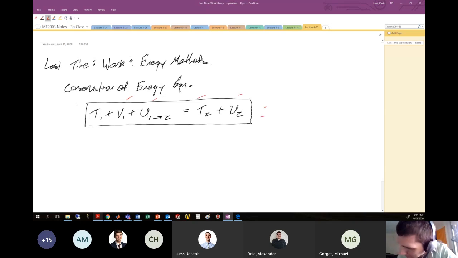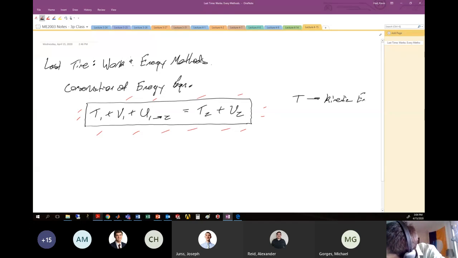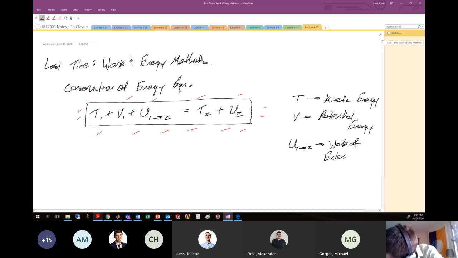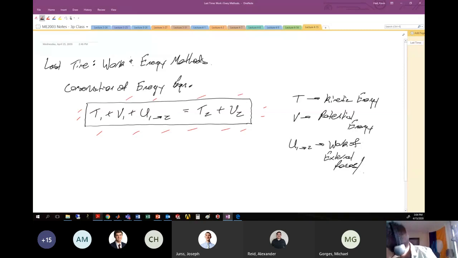This is definitely one you should commit to memory. Where we said things like T was kinetic energy, V is potential energy, and U1 to 2 is work of external forces and or moments. All right. That general conservation of energy equation you should have seen before with your particle dynamics class.